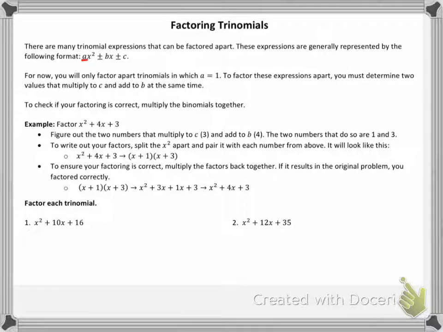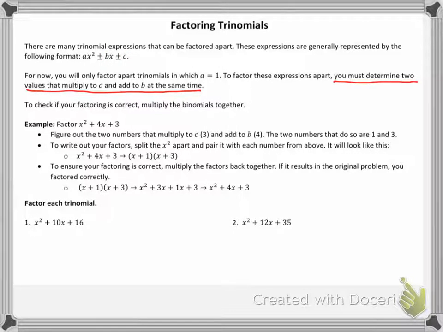But for what you're going to see in this strategy today, everything is going to be x squared plus or minus something x plus or minus something. So, in order to factor apart trinomials, the basic gist of it is this. You must determine 2 values that multiply to c and add to b at the same time. So we're going to go through all these expressions. They'll have some numbers in for the b and the c. We're going to figure out what multiplies to c, and then take whatever numbers multiply to c and see, do they add up to the b value that we're supposed to get.